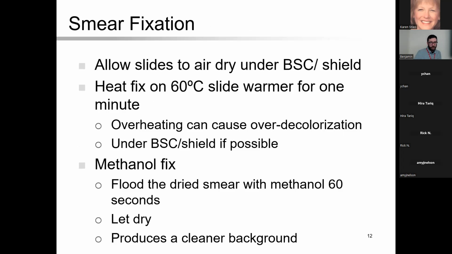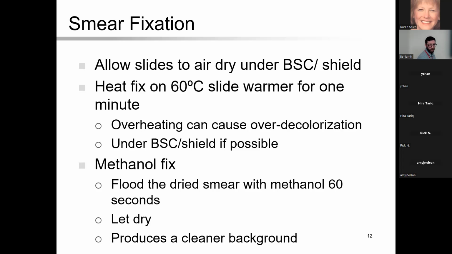Different ways to fix our specimens to the slide. You can allow your slides to air dry under the BSC. That's just laying them out on the table and letting them dry. A lot of times blood cultures will be heat fixed, and that destroys a lot of the extracellular material, making the bacteria a little more obvious and not so much background noise, but overheating them can cause over decolorization. Again, you want to do this in the BSC because you know it's a positive sample, but you don't know what it's positive with.